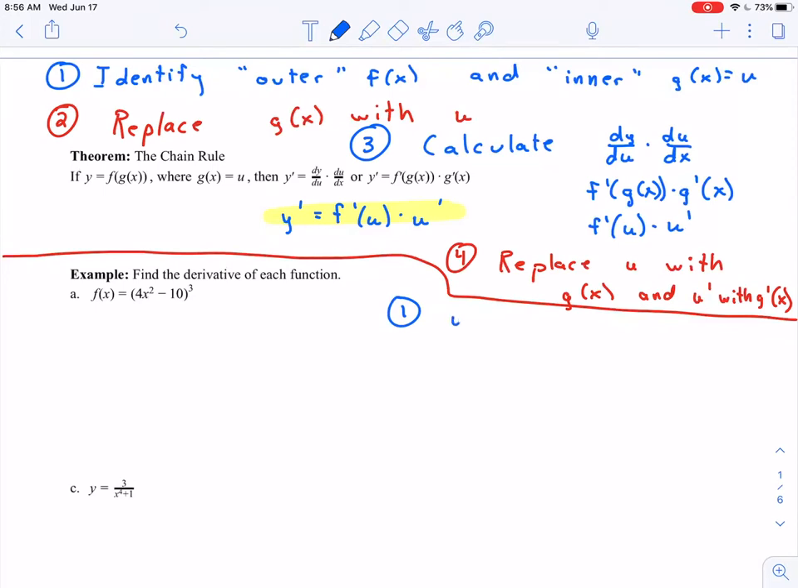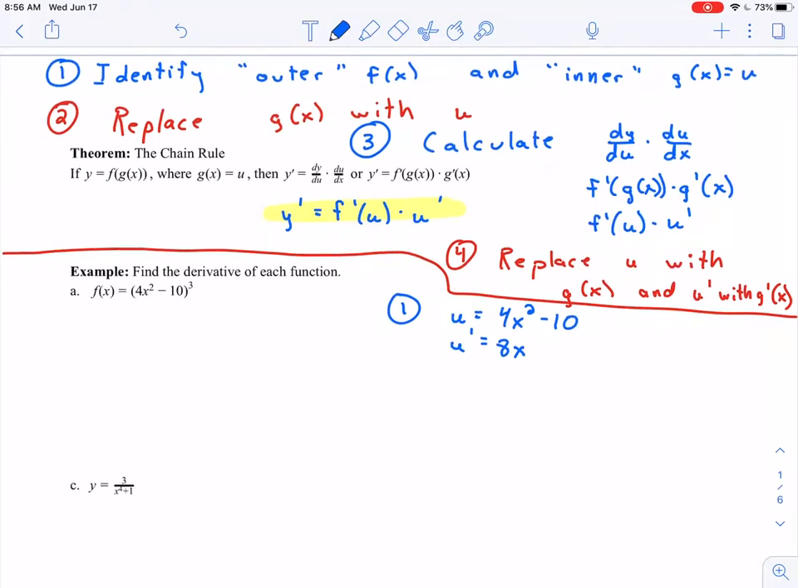So off to the side, I'm going to find u is 4x squared minus 10. And because later on I'm going to need to find u prime, and I should have included this in the first step, I apologize, I'm also going to just find u prime right underneath it. I'm going to find the derivative. So the derivative of 4x squared minus 10, that's going to be 8x. And that's my step 1.